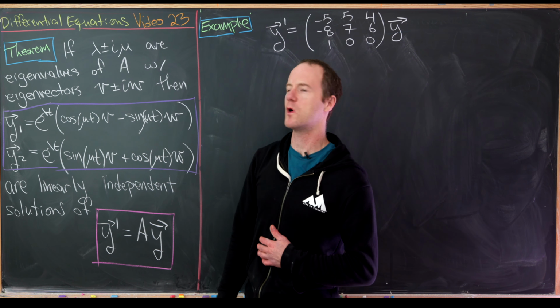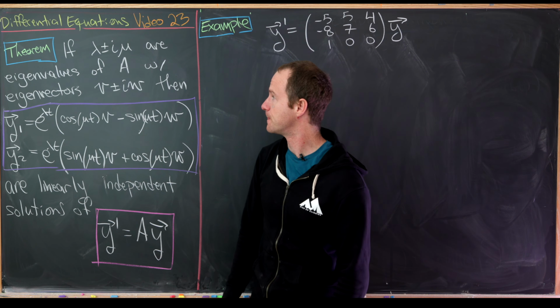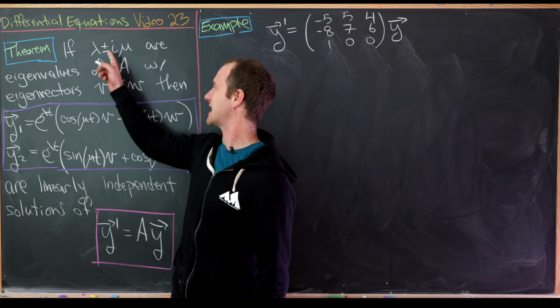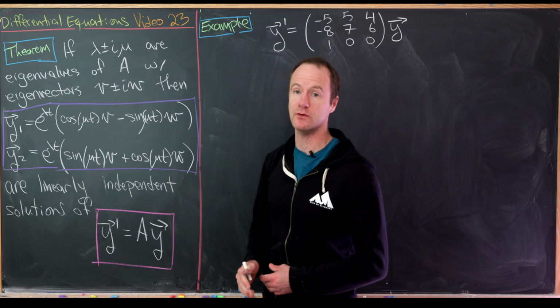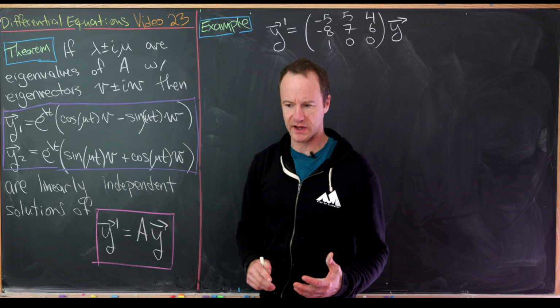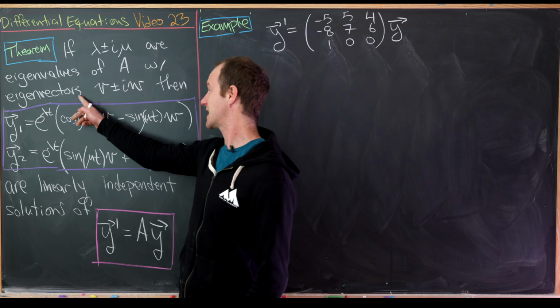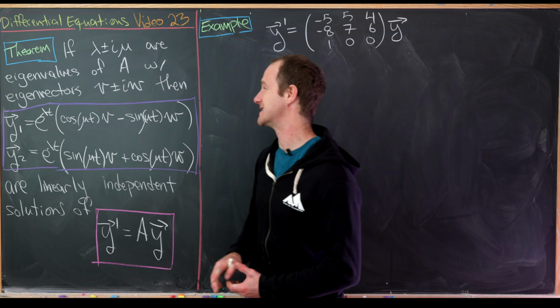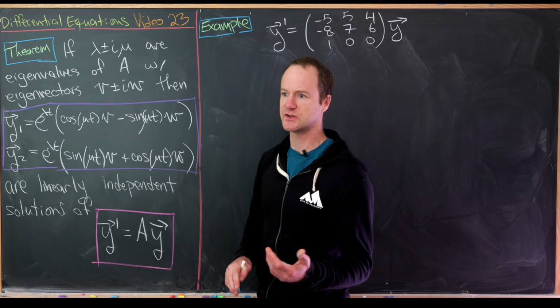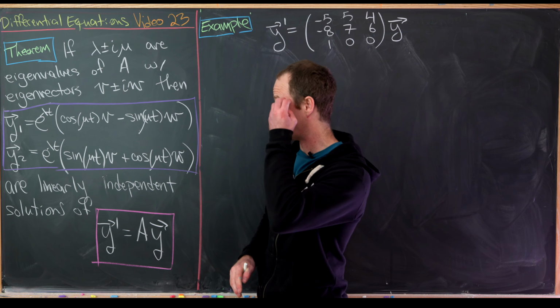So here's a somewhat general result governing what we saw in our last example. Let's suppose that lambda plus or minus i mu are eigenvalues of A. So these are occurring in a complex conjugate pair. And they also have eigenvectors v plus or minus i w. And so that's again the eigenvectors occurring in a complex conjugate pair.